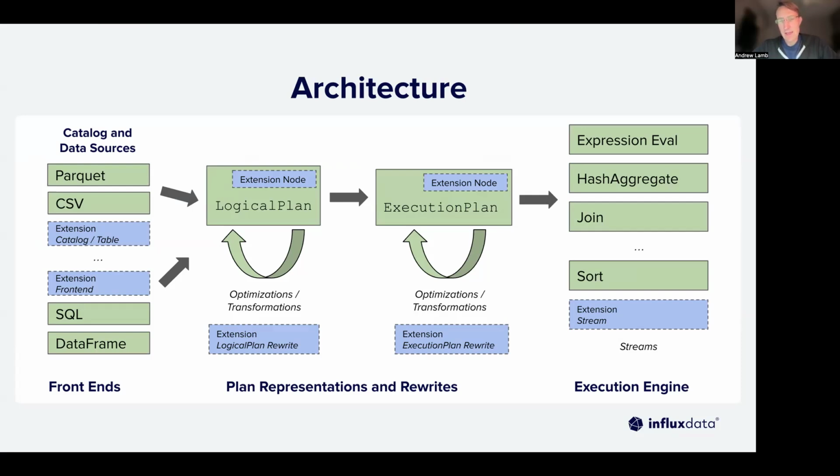If you've ever seen the internals of how databases are implemented before, this should not be surprising. This is basically exactly how pretty much all databases are organized, or they might use slightly different terms, but they all basically have the same structure. So DataFusion comes with catalogs and data sources. In this case, it reads Parquet, CSV, JSON, and a bunch of other file formats. You can write queries in SQL, and there's also a DataFrame front end.